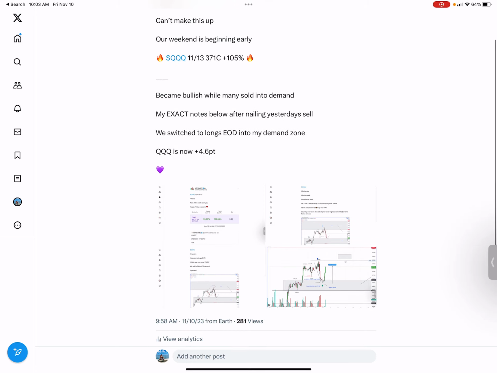I'm going to show you exactly how we called the absolute bottom after calling the top yesterday. I provided another video yesterday showing how I was able to predict the sell-off in Powell. And it's pretty funny because while Twitter is screaming the sky's falling, we actually got long, and I'm going to show you exactly how we caught the bottom.